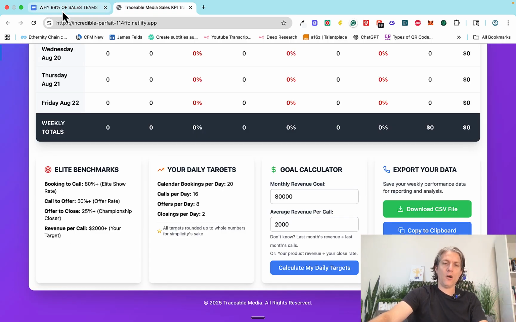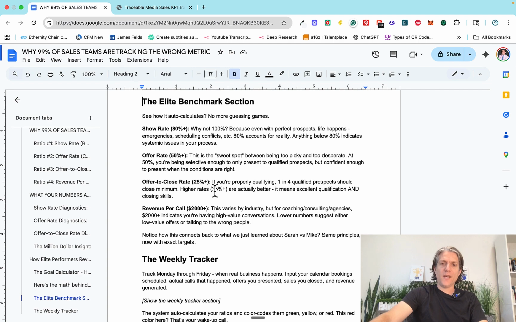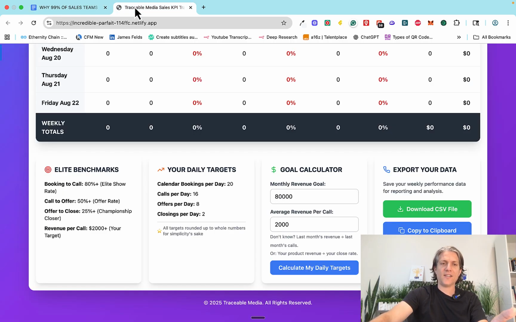Lastly, revenue per call. We talked about this. It varies by industry, but for coaches, consultants and agencies, 2,000 plus indicates you're having high value conversions. Lower numbers suggest either you have a low ticket offer or you're talking with the wrong people. This connects back with the example with Sarah and Mike: same principles, now with exact targets. So this is the elite benchmarking section.